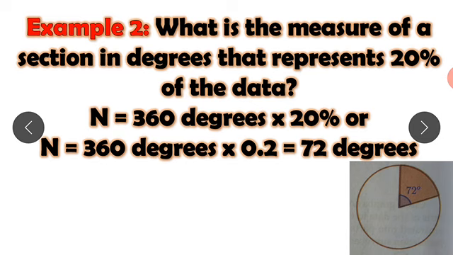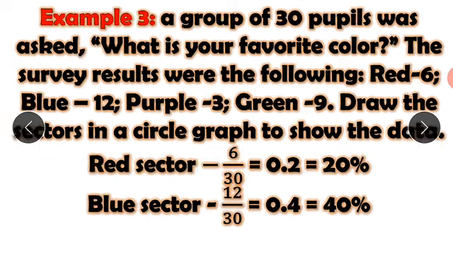So that's how we get the measure of section in degrees: 360 times the percent. 360 times 0.2 is equal to 72 degrees.